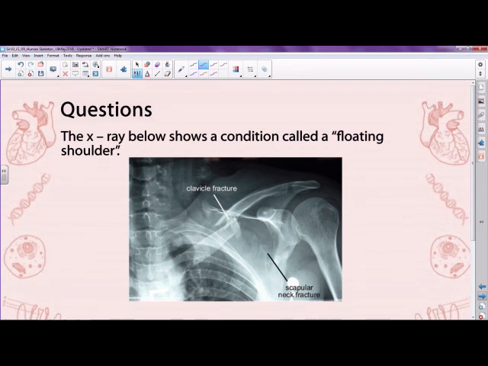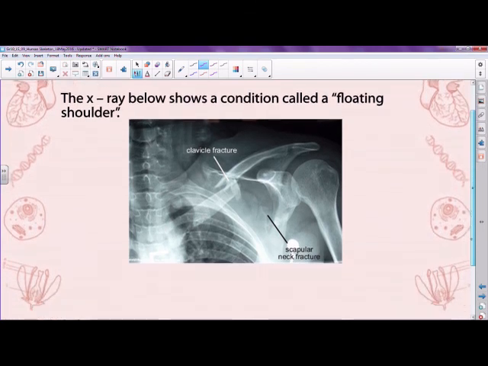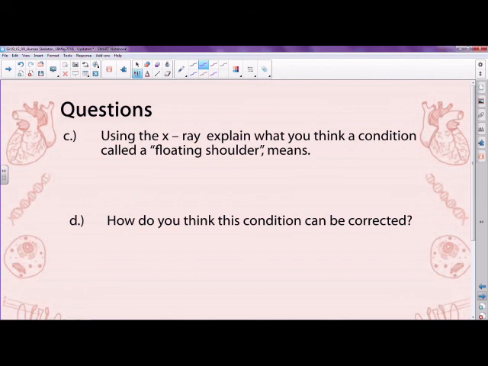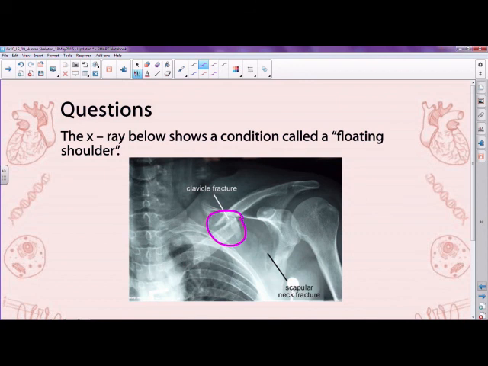If you have a look at this one over here, they're trying to show you something, and they've called it a floating shoulder. So if we have a look at the questions, what kind of questions can I ask? It says, using the x-ray, explain what you think a condition called a floating shoulder means. Now, even if you're not a doctor, we don't expect you to be, but what do you notice here? Fracture means to break. And what can you see with the bones there?